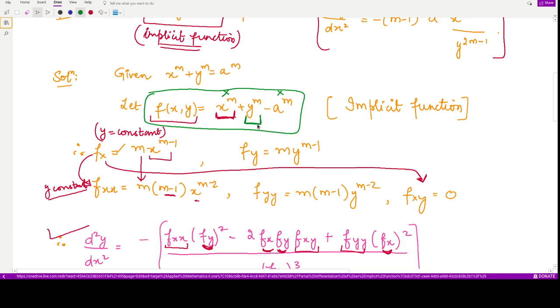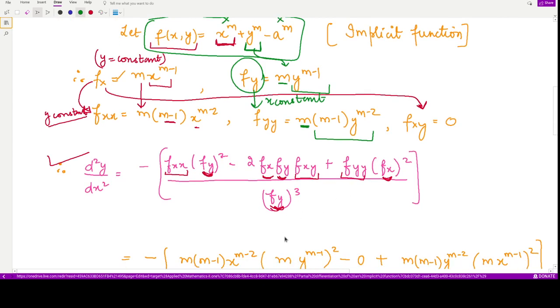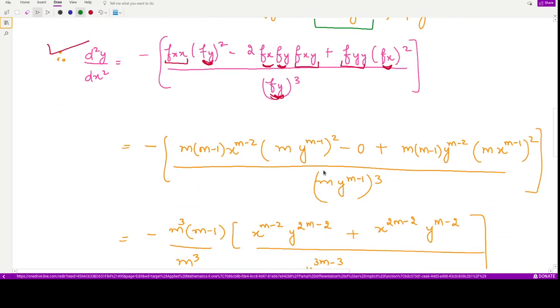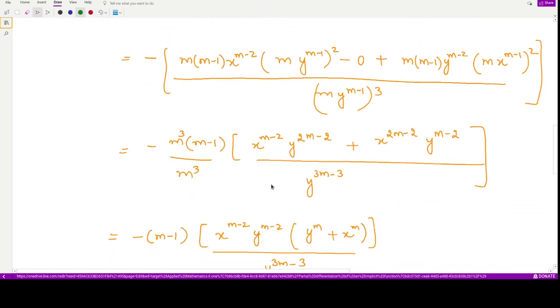So they will be treated as constant here. So here the derivative is m y to the power m minus 1. Now if you differentiate this f of y again with respect to y, again you will keep x as constant. So the m, this constant, would come as such, and then the derivative of y to the power m minus 1 would be m minus 1 y to the power m minus 2. So now you have all the terms, you can substitute them in this given formula.